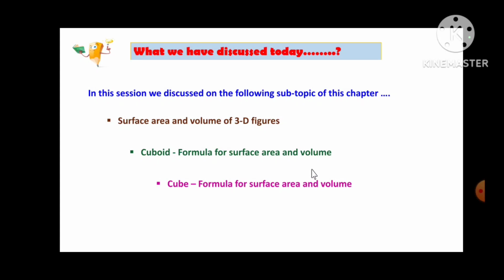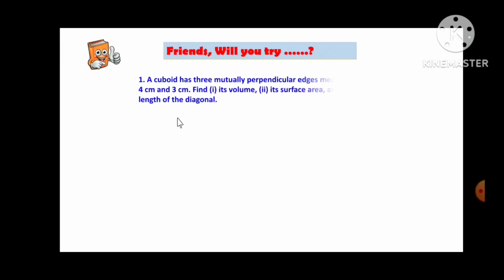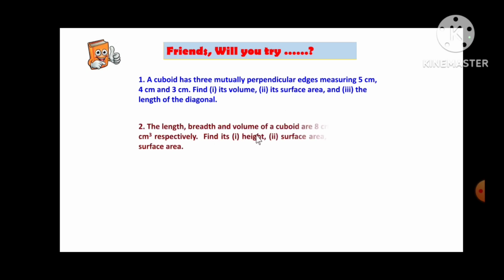So friends, will you try these problems? First one, a cuboid has three mutually perpendicular edges measuring 5 cm, 4 cm, 3 cm. Find its volume, its surface area, and the length of the diagonal. Second, the length, breadth, and volume of a cuboid are 8 cm, 6 cm, and 192 cm cube respectively. Find its height, surface area, and lateral surface area.